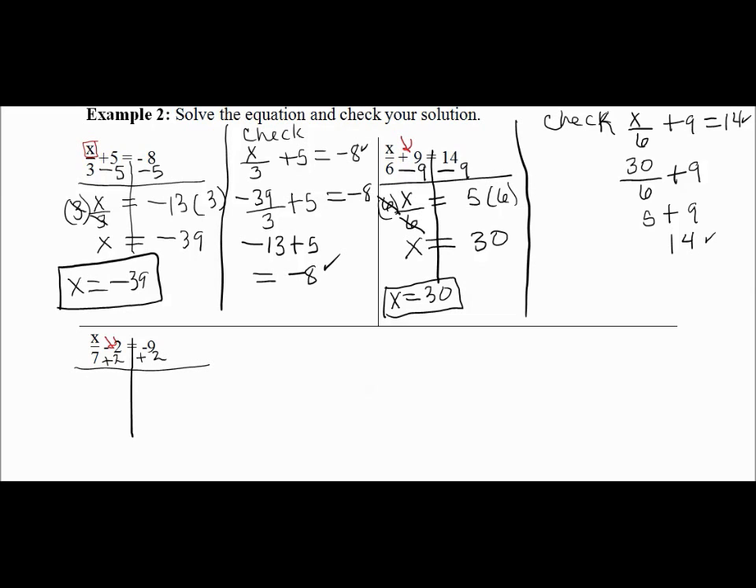Bring down what I have left. X over 7. Negative 2 plus 2 is 0. It canceled itself out. Bring down my equal sign. And negative 9 plus 2 gives me negative 7. Now I need to get rid of this 7 in the denominator. You do that by multiplying both sides by 7.